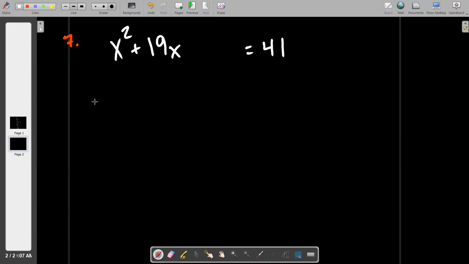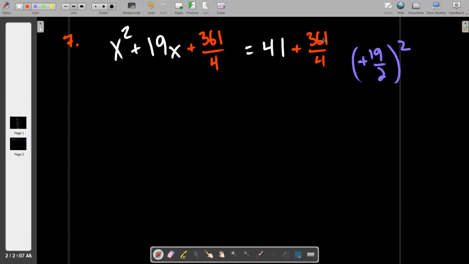Yeah, 19 halves. Remember, we're going to take that plus 19 and divide it in 2 and call it plus 19 halves. And then we're going to square that, right? What's 19 halves squared? 361 over 4. So we have to add 361 over 4. Someone watching this would say, wow, it looks like it really just got a lot harder. And it's like, well, it kind of did, but it's the same process, right? What we're doing isn't changing. It's just more annoying because we've got fractions now.